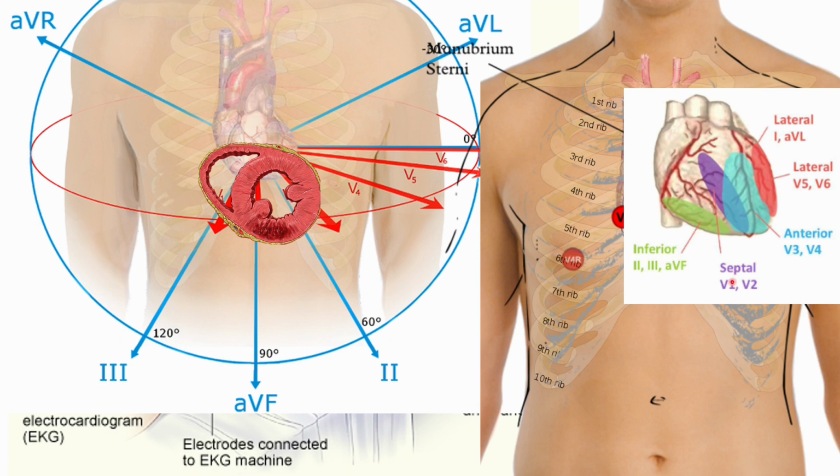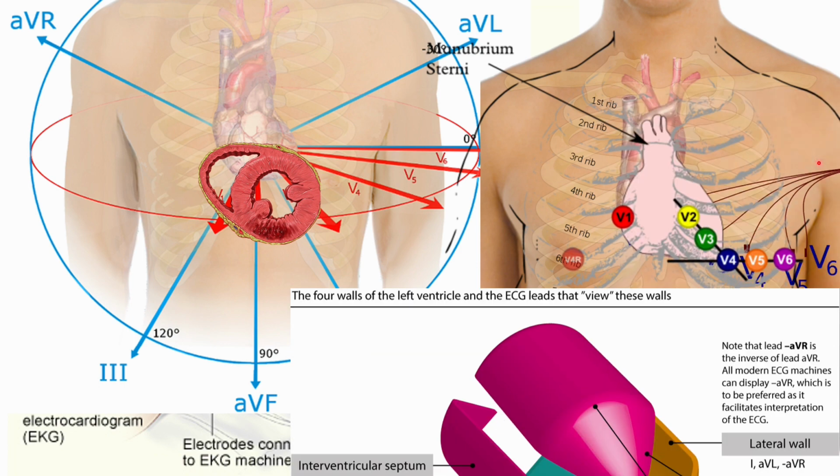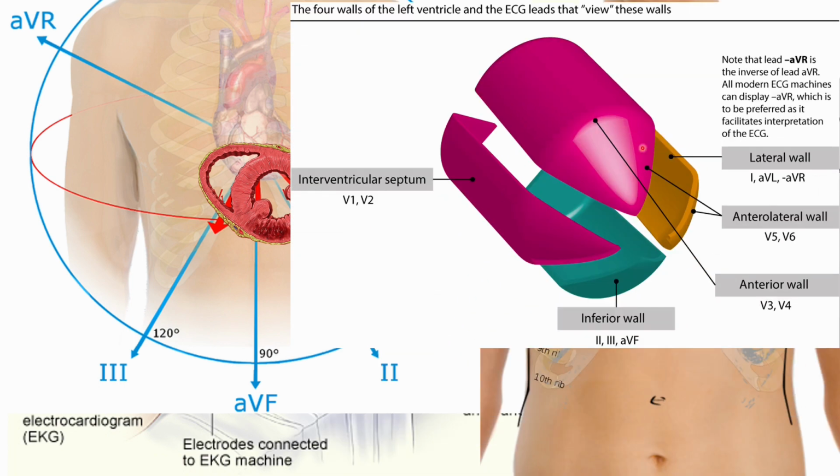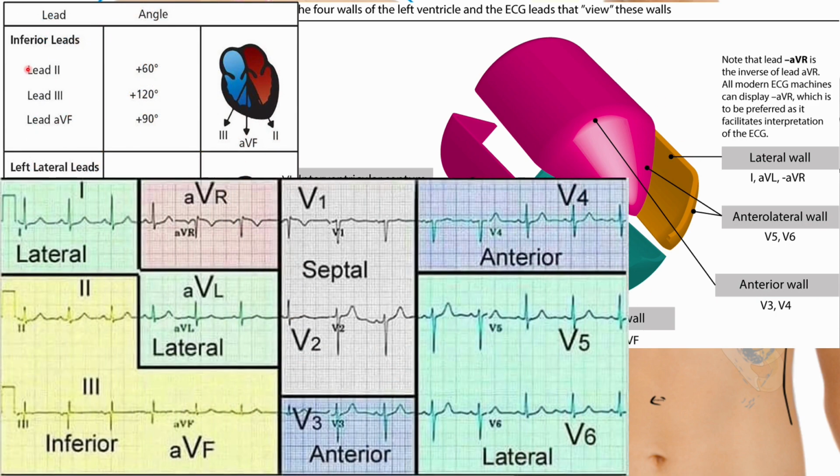ST changes in leads V1 and V2 indicate septal wall infarction. ST changes in leads V3 and V4 indicate anterior wall infarction, and so on and so forth. And that's how we view the heart from different angles. So here's an example, guys. If you look at leads 2, 3, and AVF, and you find any ST changes, you know it's the inferior wall of the heart that's affected. V5 and V6, you know it's the lateral wall of the heart that's affected.